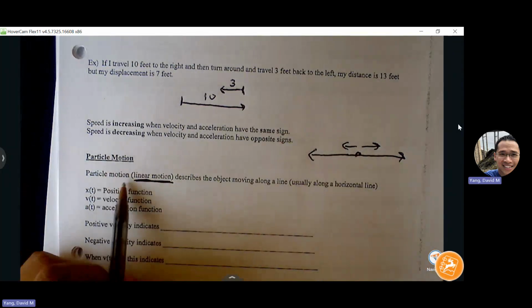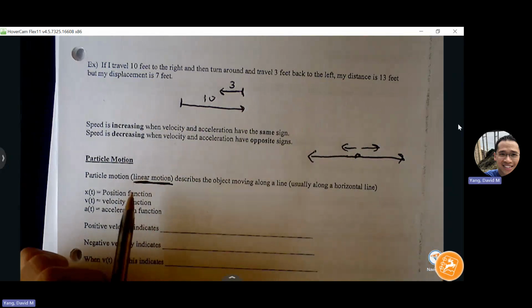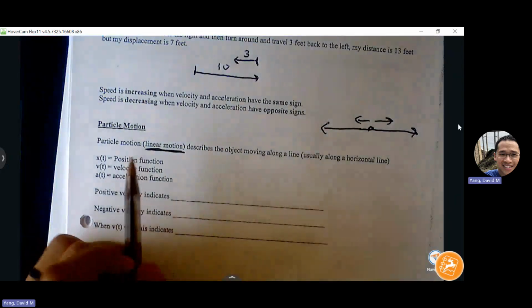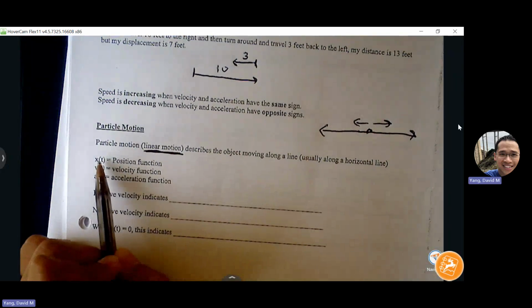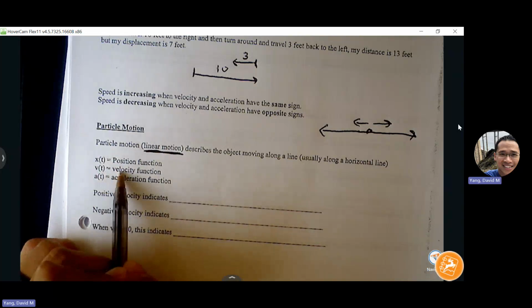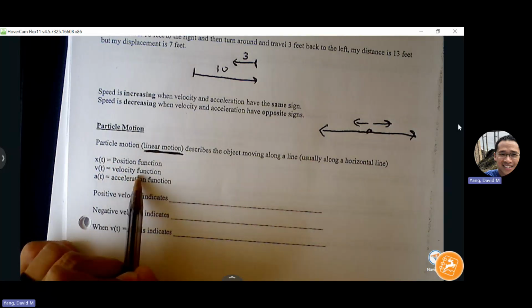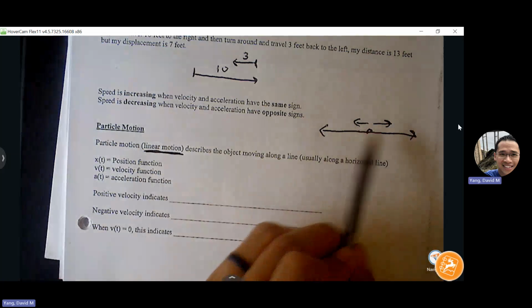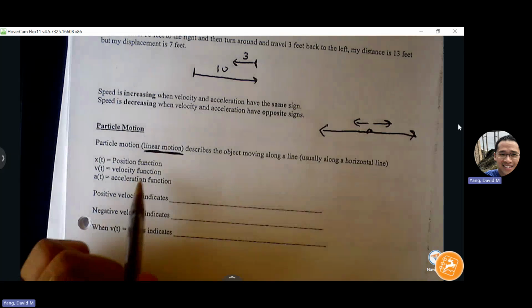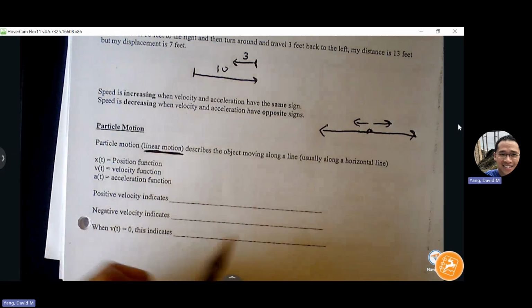So we call this particle motion. It's just a linear motion for this object. What we do is we represent the location of this object as x of t because he's moving along the x-axis. Velocity is how fast this particle is going. If he's going to the right, that's positive velocity. If he's moving left, it's negative velocity. And acceleration is the rate of change of velocity.